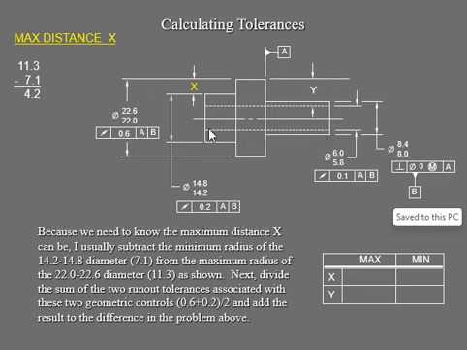Then we take your bigger diameter, which is 22 to 22.6. When you subtract that, you'll get 11.3. Then we subtract 7.1 from 11.3 and you'll get 4.2. Then you divide that by 2, because you have this x, they're the same distance, so you get the x distance. That's going to be 0.6 plus 4.2 divided by 2, which is 2.1.